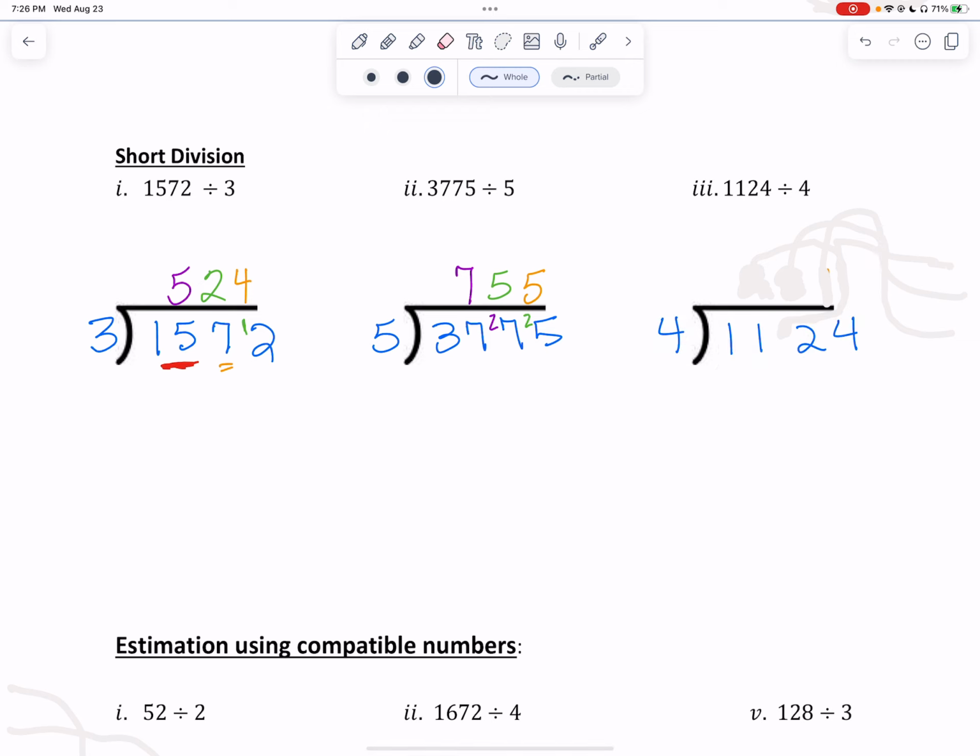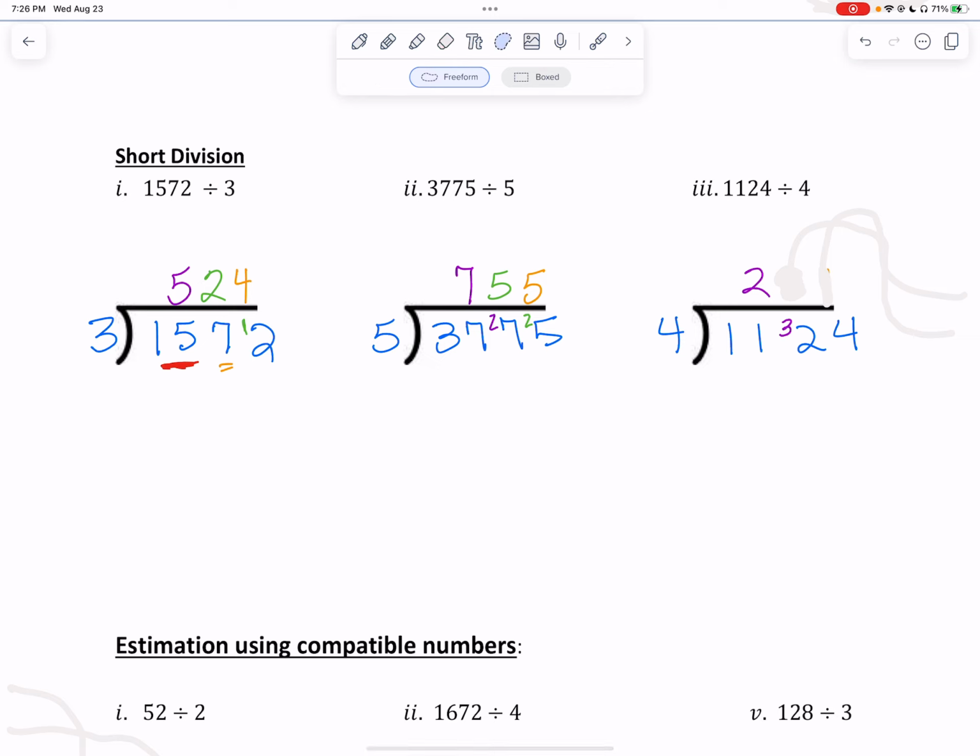Again, you need to put 1,124 under the house. So 4 doesn't go into 1, but 4 does go into 11. 2 times. 4 times 2 is 8. So 11 minus 8 is 3. So that's where I got that little 3 right there.